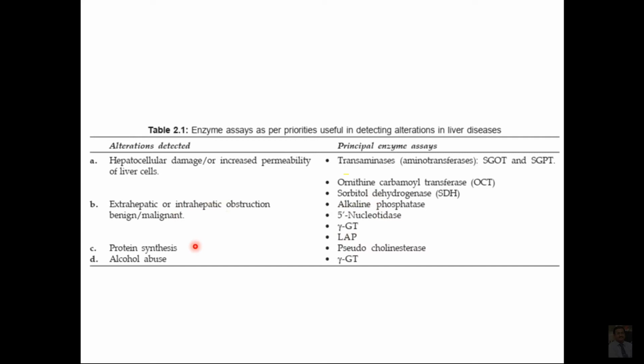production is a major function of the liver. Albumin is a very important parameter, because it is a carrier protein for many of the primary metabolites and many of the secondary metabolites also. And here the pseudocholinesterase means there are two cholinesterases: acetylcholinesterase and butyrylcholinesterase.